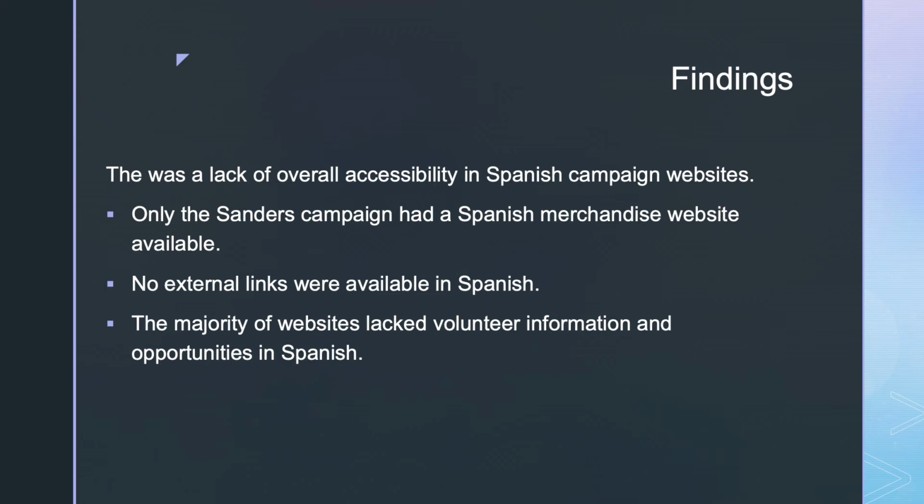And the majority of websites lacked volunteer information and opportunities in Spanish. However, the only candidate and campaign who offered volunteer information in Spanish was Joe Biden, and only offered it for two particular states, Nevada and South Carolina.